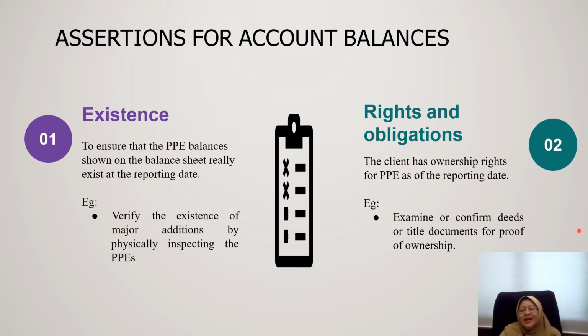That is existence. The second one is rights and obligations. The financial statement shows that they have 450,000 of motor vehicles. In addition to existence, the auditors also want to make sure that these motor vehicles are all owned by that particular client. So what can we check? We can check the deeds, agreements, and title documents for proof of that ownership. For motor vehicles, for cars, for example, we look at the registration card to see whether it is really owned by the organization or not.